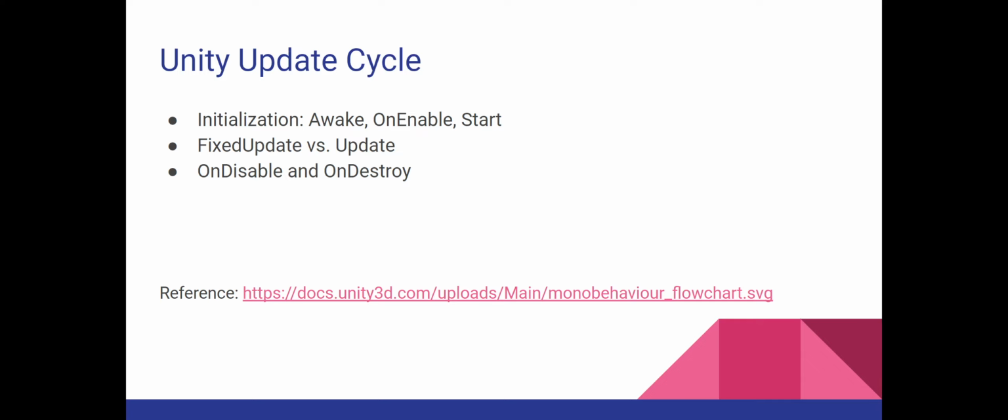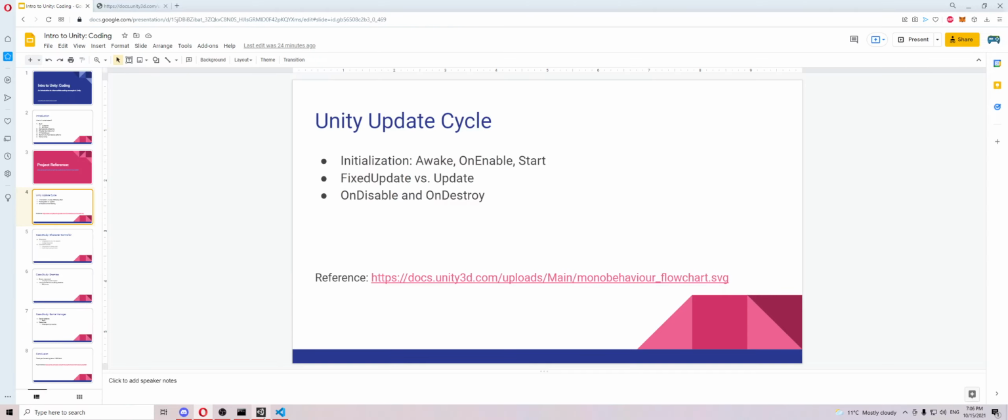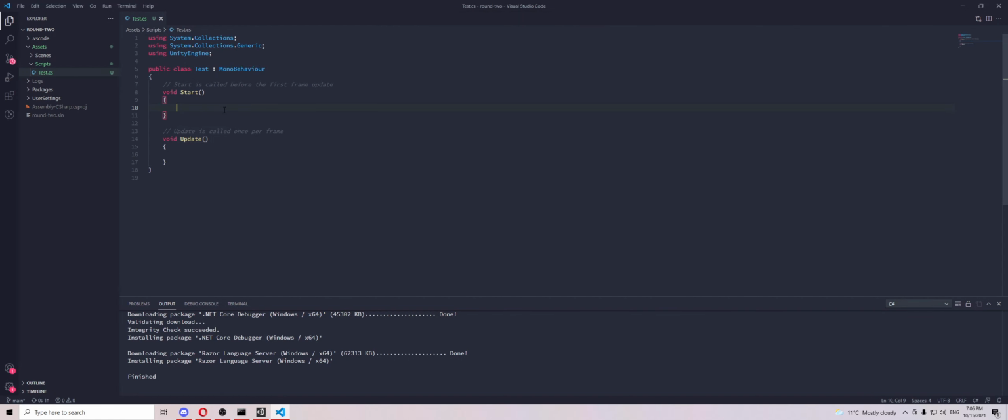So another thing we want to go over is on enable, on disable, and on destroy. Those are really handy functions. On enable is when a script gets enabled, which is like in Unity, we can say this.enabled equals false, right? And that'll stop update functions from running on the script. That's pretty handy if you want to stop a script from doing something.